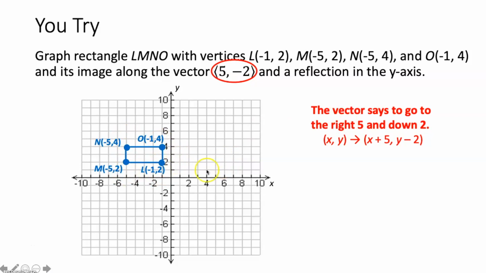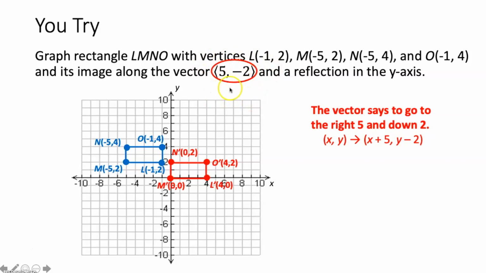We are going to move each point to the right 5 units and down 2 units. So point L, we're going to the right 5 units and down 2 units. There's L prime. Point M, we are going to move to the right 5 units and down 2 units. There's M prime. N, we're going to move to the right 5 units and down 2 units. There is N prime. And then O, we're moving to the right 5 units and down 2 units. There is O prime. Here is the image of rectangle LMNO after it's been translated along this given vector.